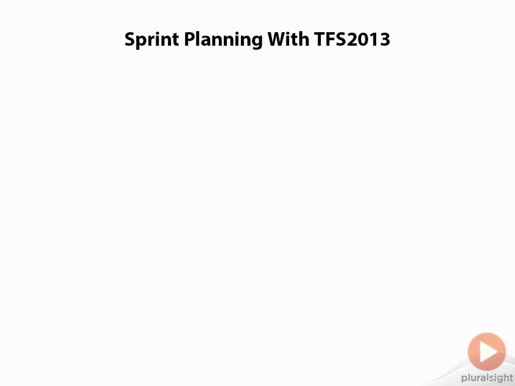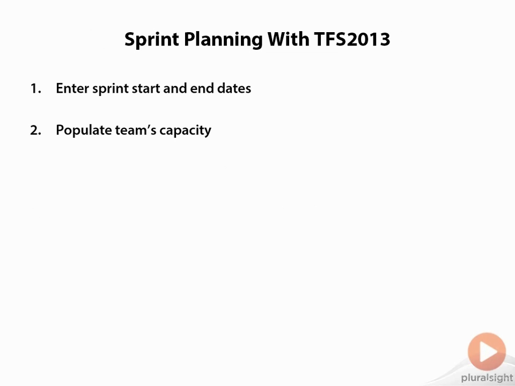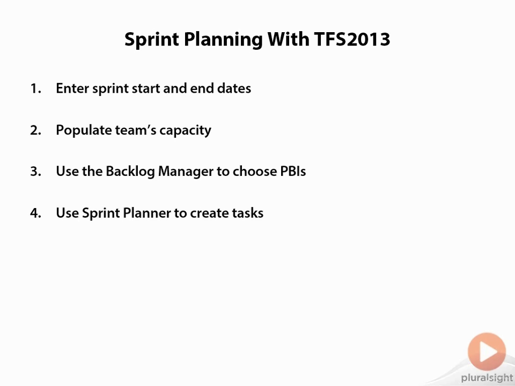Now, when you go and do that with Team Foundation Server, it looks kind of like this. You're going to enter the sprint start and end dates, you're going to populate the team's capacity, and you're going to use the product backlog manager to choose PBIs that you're going to do in the sprint. Then you're going to use the sprint planner to create tasks. And optionally, you don't have to do this, you can choose to assign tasks to team members as part of this process. So what you're doing here is you're still following what you would do if you were doing Scrum without Team Foundation Server, but now you're going to be able to use TFS to help streamline the process.